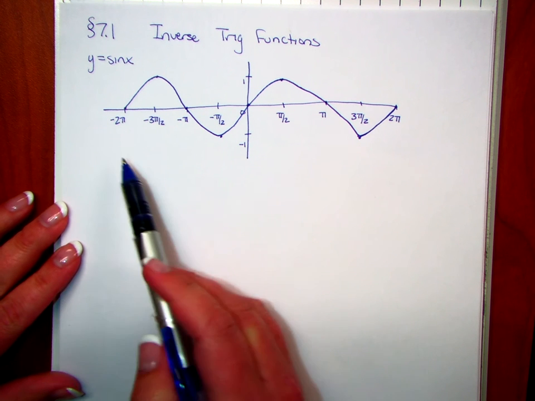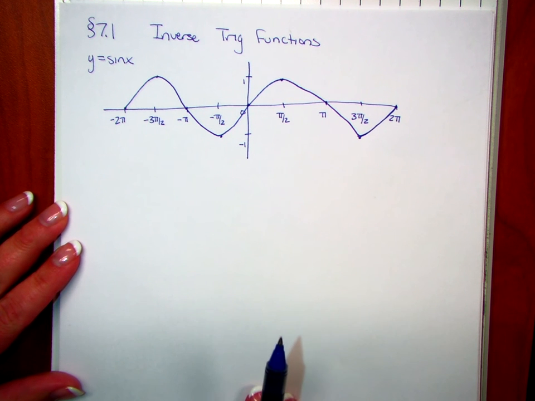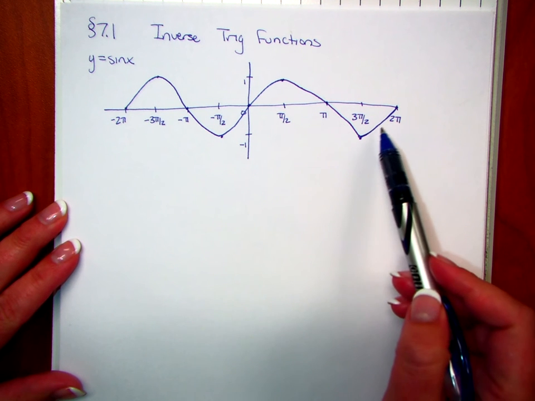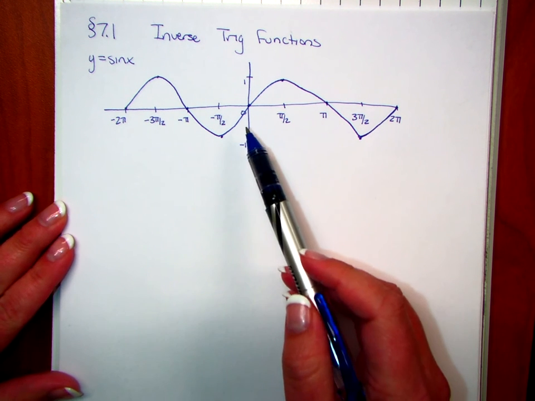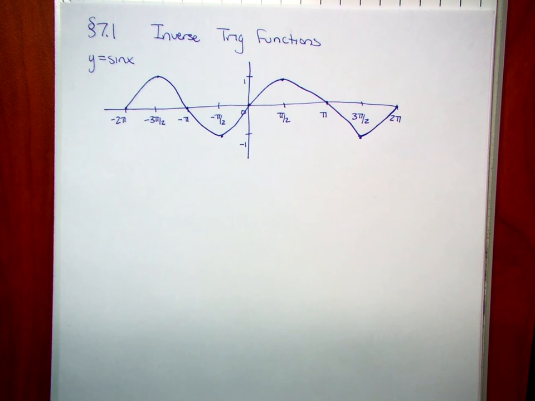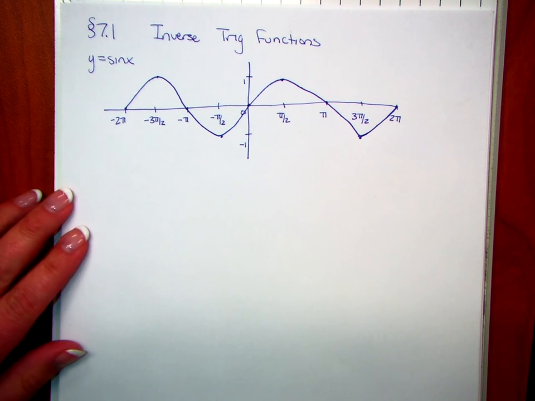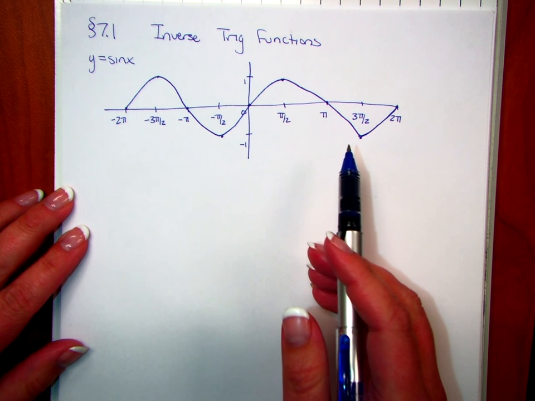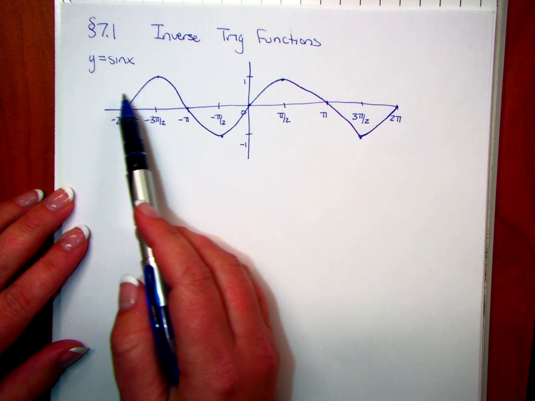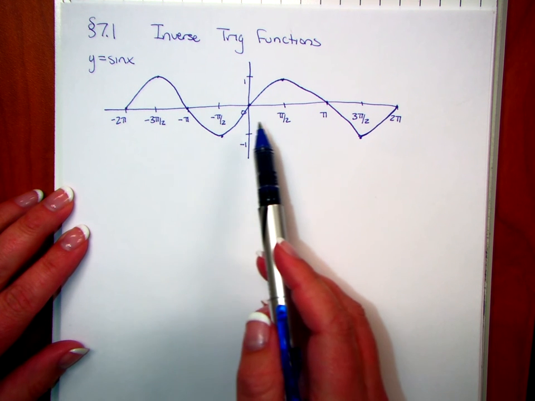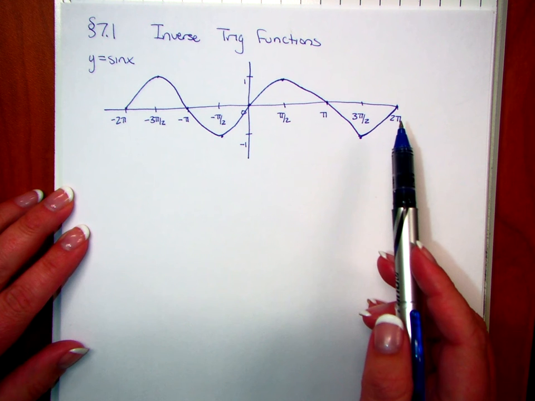I graphed 2 cycles of sine. Sine starts at 0 and goes up to the top of the amplitude, middle, bottom, middle. So when we talk about inverse trig functions, remember that inverse trig functions have to be 1-to-1, which means if a function is 1-to-1, it should pass the horizontal line test. If I were to draw a horizontal line here, sine would not pass the horizontal line test.